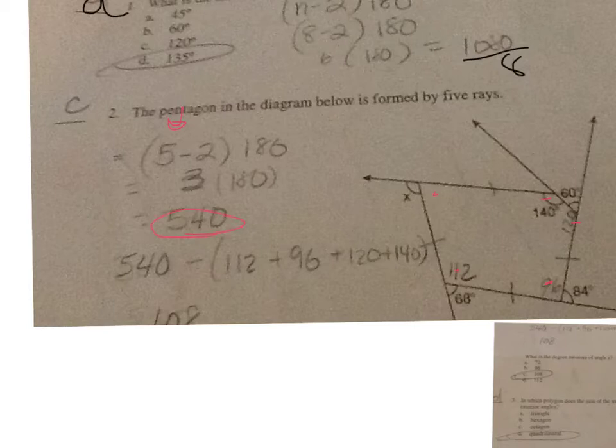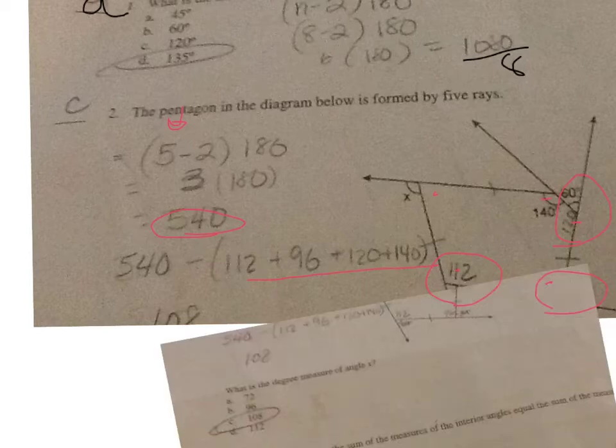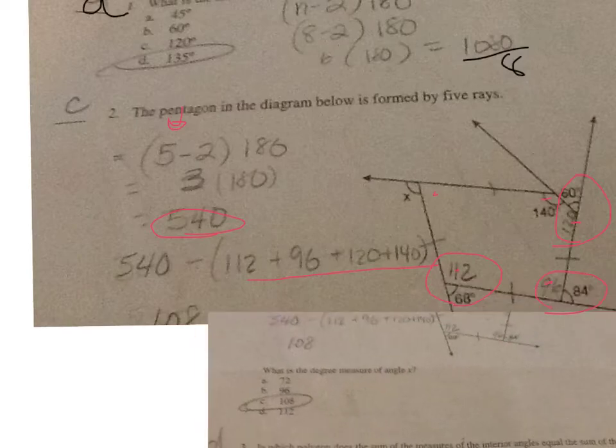Then we want to go back and say, well, if all of these angles have to total 540, then I'm going to subtract 112, which is the difference between 68 and 180. 96, which is the difference between 84 and 180. And then over here, I'm going to subtract 120 because that is the difference between 60 and 180, and the 140 that was given. When I subtract all of those from 540, I'm left with 108 degrees. That is why the answer is 108.